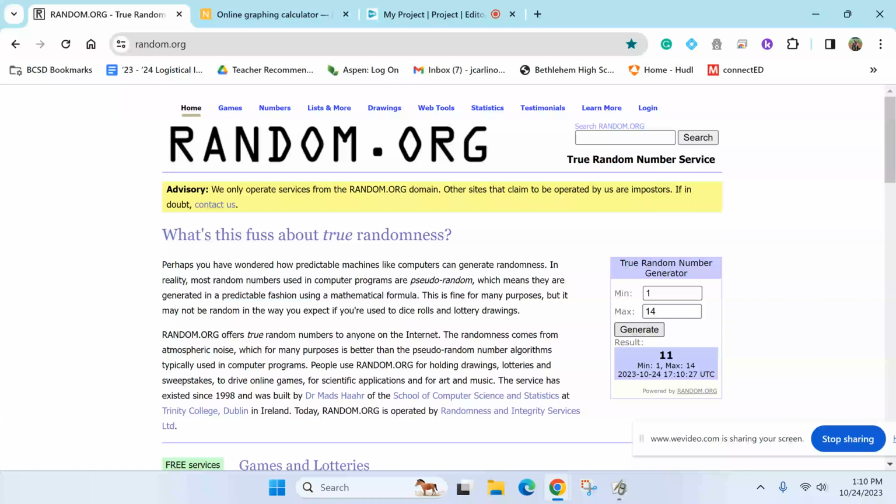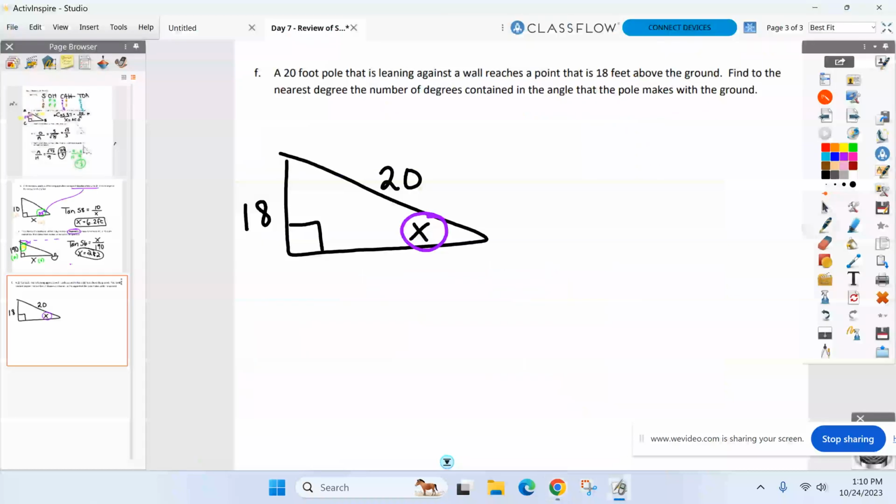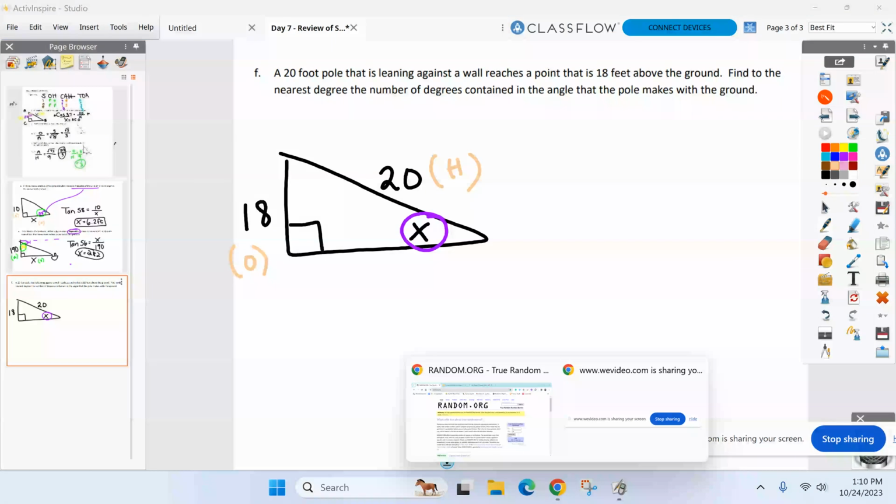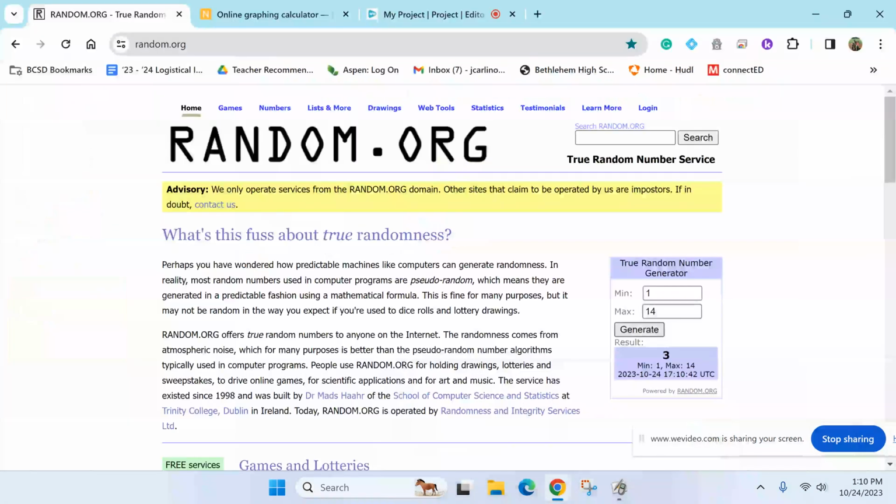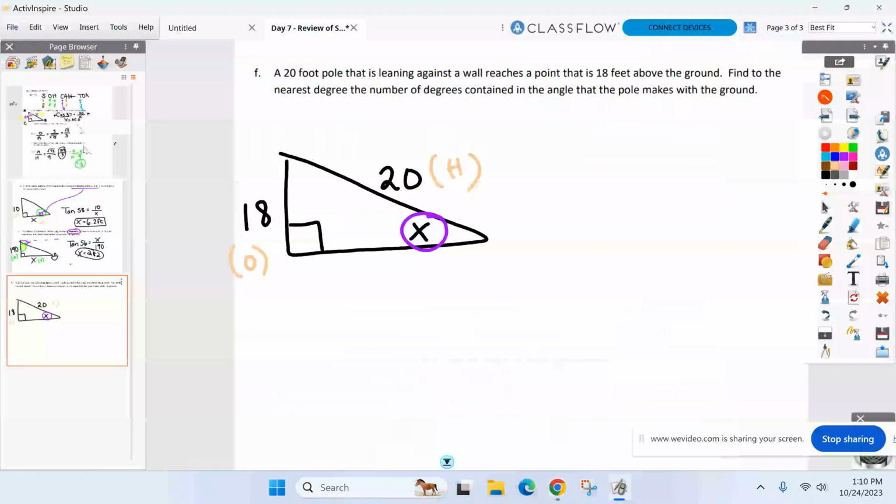Drew, what's the 18? What's the 20? Okay, you did your job. Good work. Now I have to figure out what do I use with O and H, right? Stella, O and H I can use. All right, everyone ready to set it up?